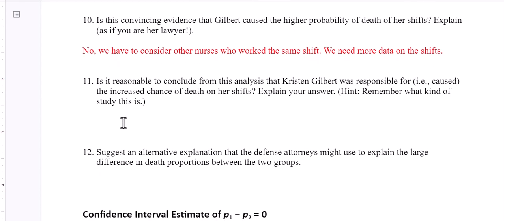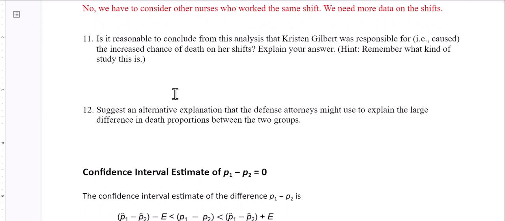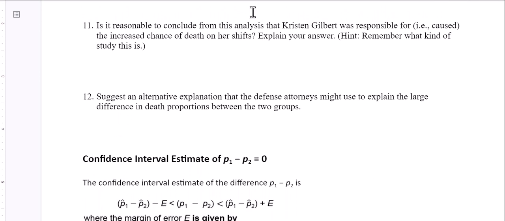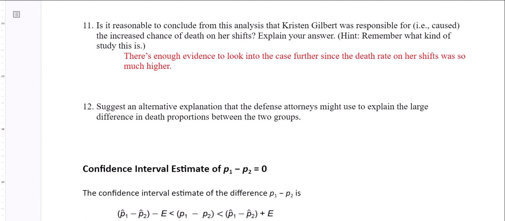Number 11: is it reasonable to conclude from this analysis that Kristen Gilbert was responsible for the increased chance of death on her shifts, or that she caused the deaths on her shifts? Explain your answer. Remember what kind of study this is. This is an observational study, so how does that change things as you think about it? We can't necessarily conclude that she caused the deaths, but we can say there's enough evidence to look into the case further, since the death rate on her shifts was so much higher.